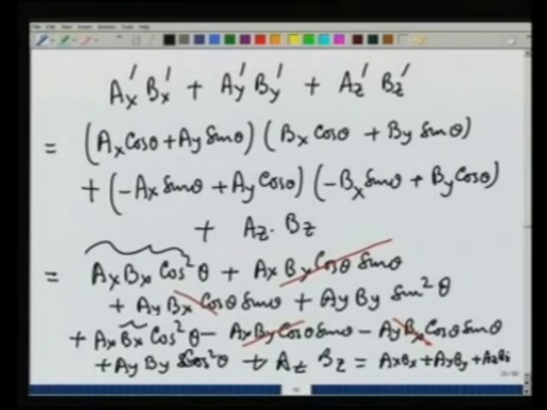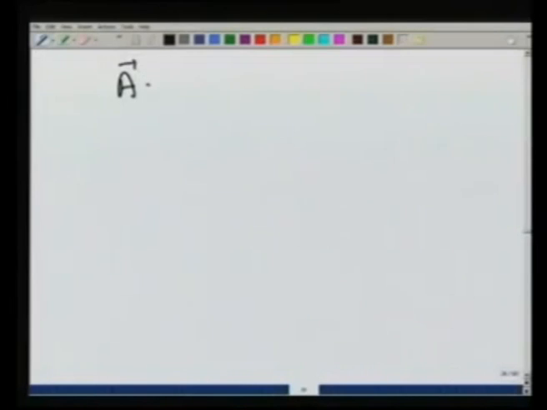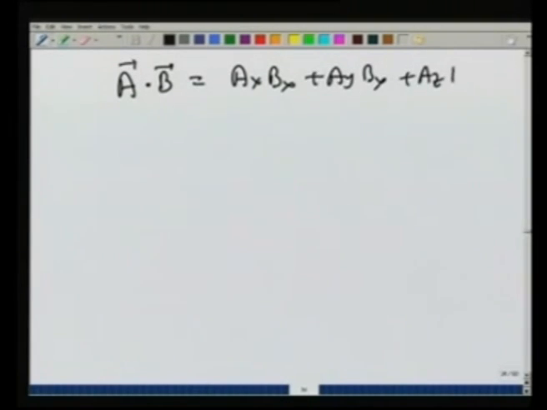So, what I showed you just now by transforming the different components is that A x prime B x prime plus A y prime B y prime plus A z prime B z prime, even under transformation, remains the same as A x B x plus A y B y plus A z B z, and therefore, this is a scalar quantity, and that is precisely why we take this particular combination A x B x plus A y B y plus A z B z and call this a scalar product.